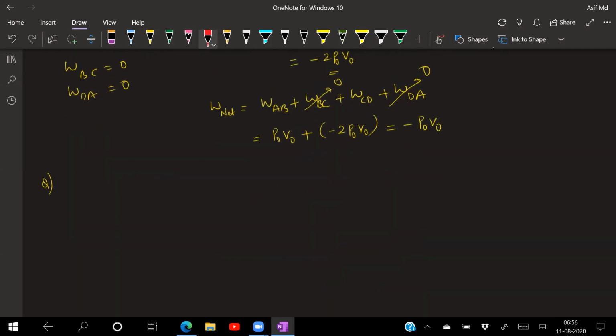I'll give you one more and you try to do it very fast. One more question. This one is volume versus pressure. Here the pressure is P naught. Here the pressure is 2 P naught. Here the volume is V naught, and here the volume is 2 V naught. This one is A, this one is B, C, and D. Find the work done.